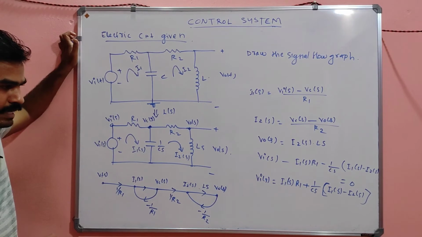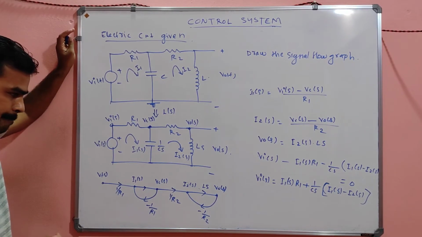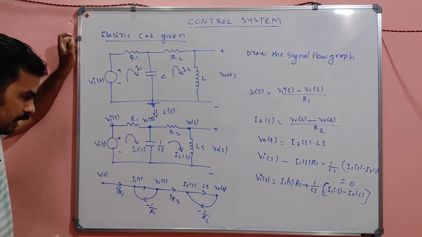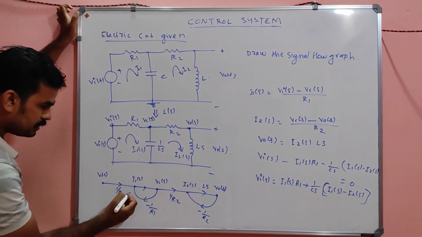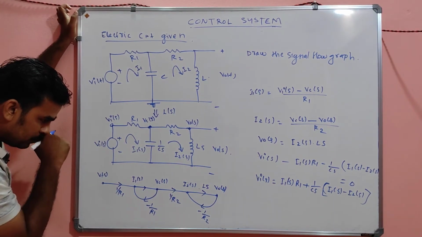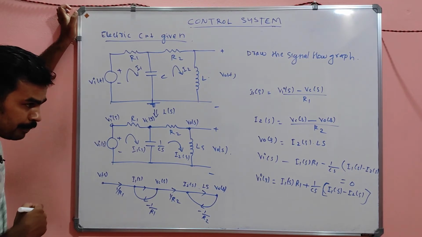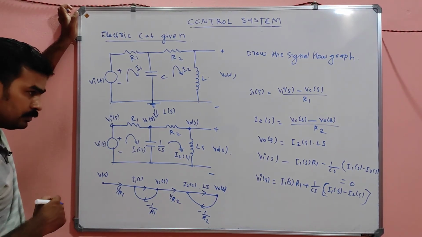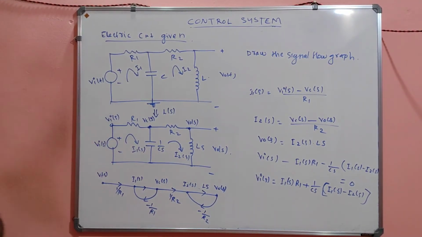I1 of s, 1 by Cs into I1 of s. That you have to write, right?